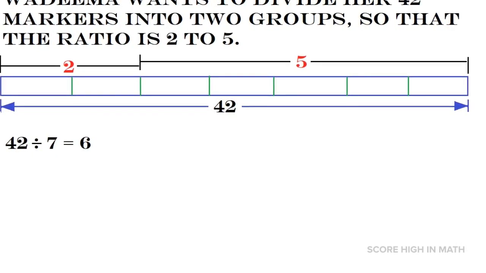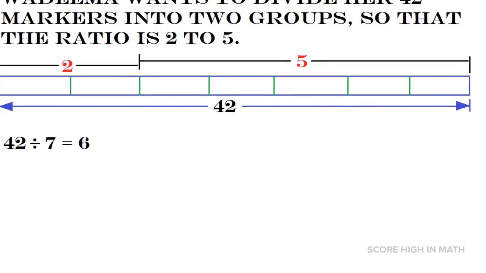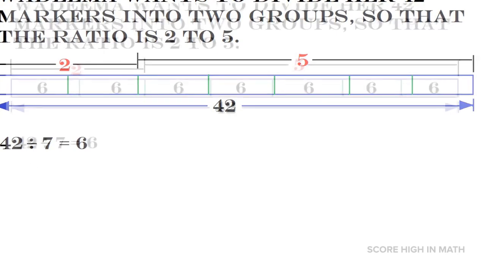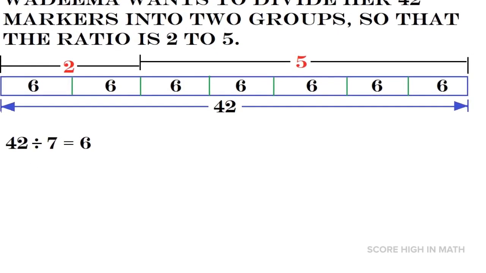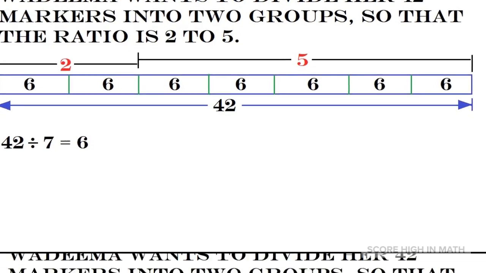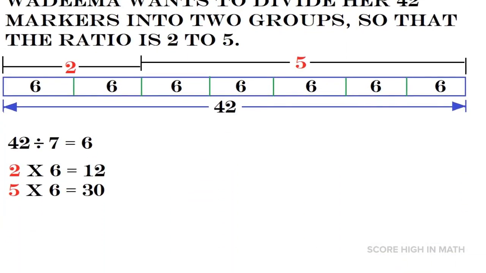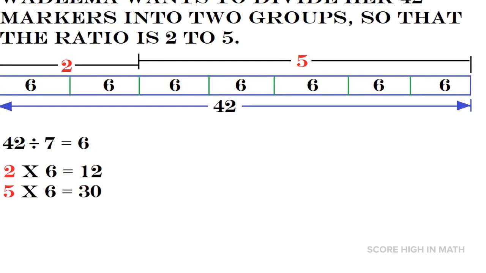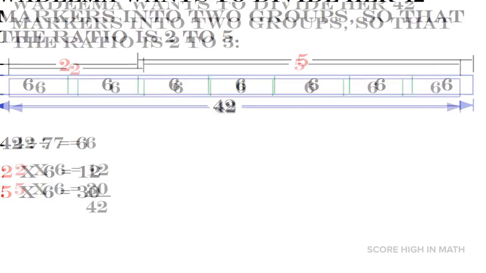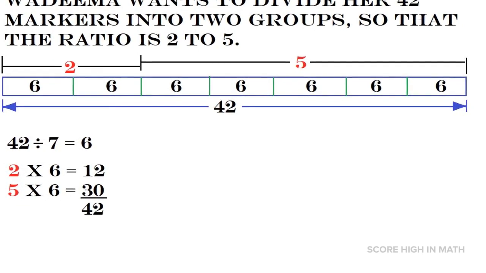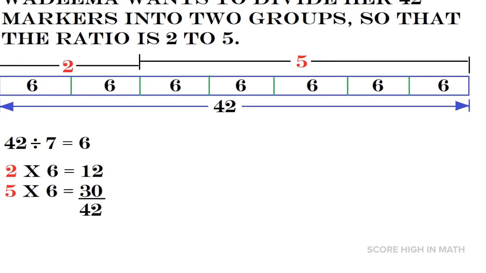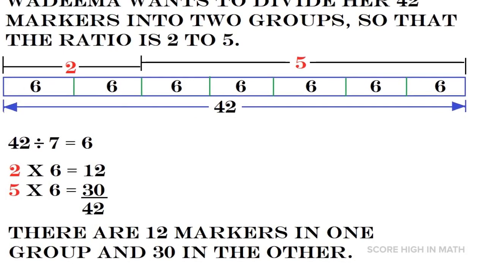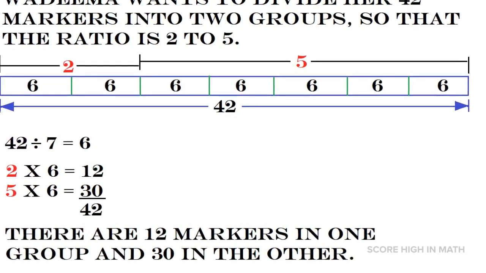So 2 plus 5 is 7. Therefore, 42 divided by 7 is 6. There will be 6 markers in each bar. I place 6 in each bar so that you can understand it well. The first part is 2 times 6, which is 12, and the second part is 5 times 6, which is 30. To counter-check if our answer is correct, let us add 12 plus 30 is 42. So, our answer is correct. Therefore, there are 12 markers in one group and 30 in the other group.